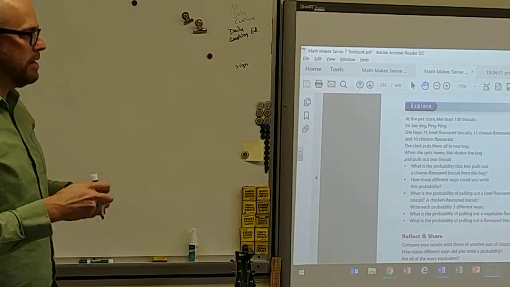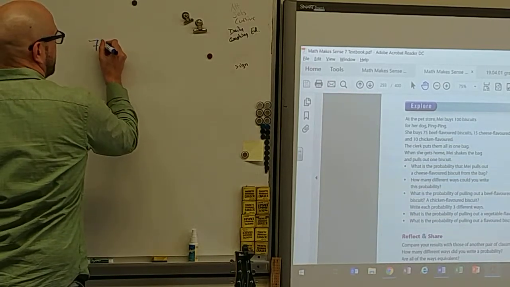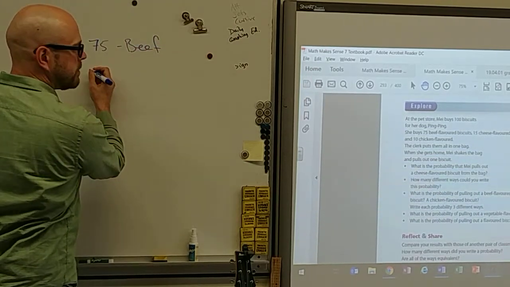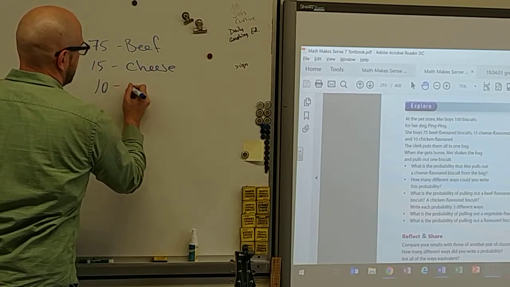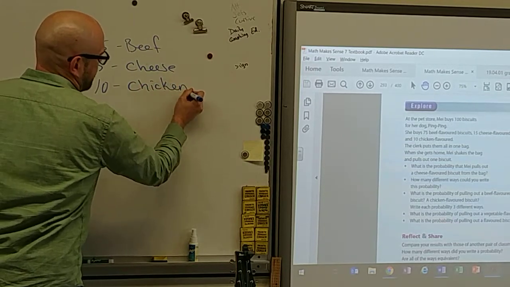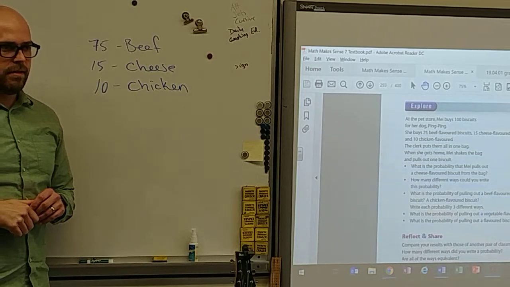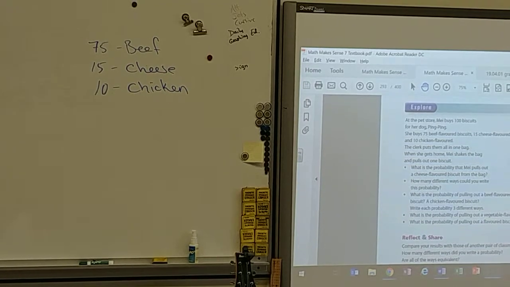Let's break this down because I've already forgotten the numbers. We've got 75 beef flavored biscuits, 15 cheese flavored biscuits, and 10 chicken flavored biscuits. She pulls one out of the bag. Now I'm going to pause the video. I want you to think about this. What are the odds of her pulling out a certain biscuit? So let's try, what are the odds of pulling out a beef biscuit, a cheese biscuit, and a chicken biscuit?